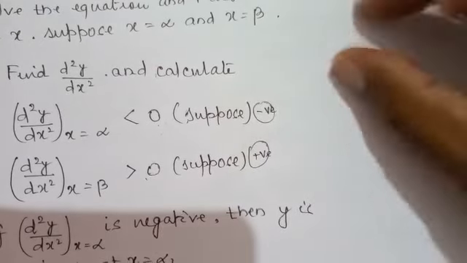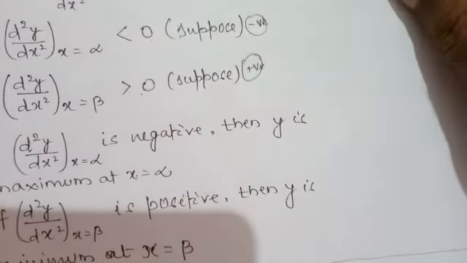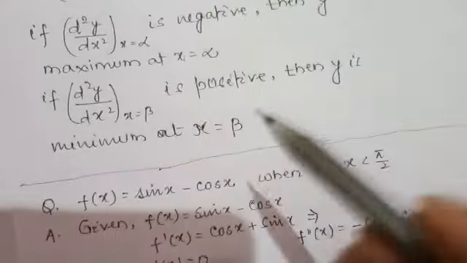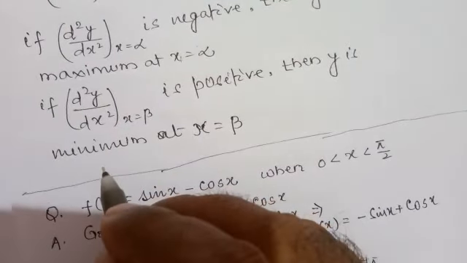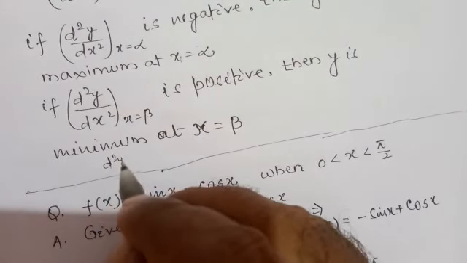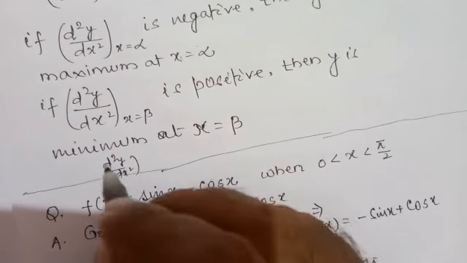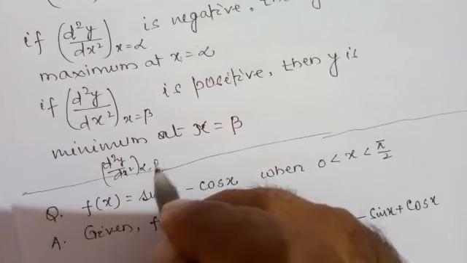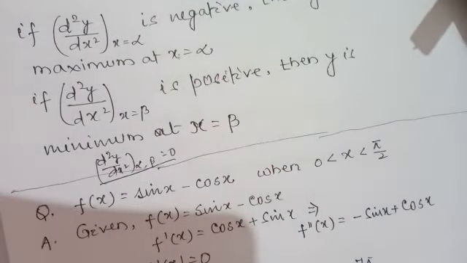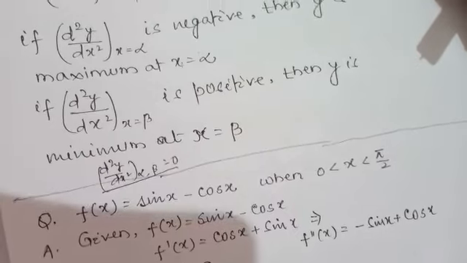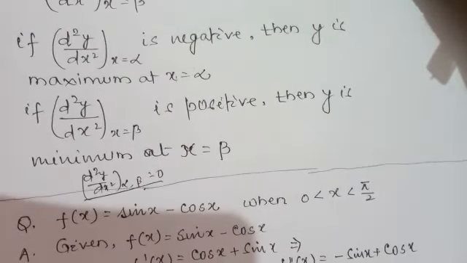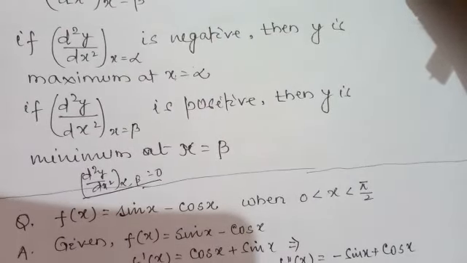Now understand one more thing. What will happen if d2y by dx square is equal to 0 at any value, either x equal to alpha or beta? This test fails here, and then we follow the previous one, that is the first derivative test. If any value becomes 0, then we follow the first derivative test.